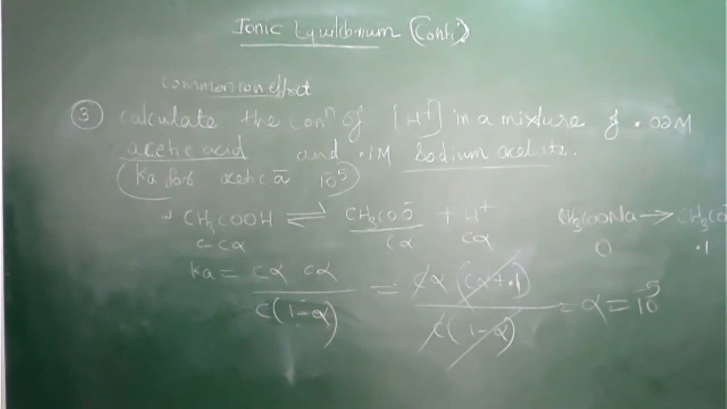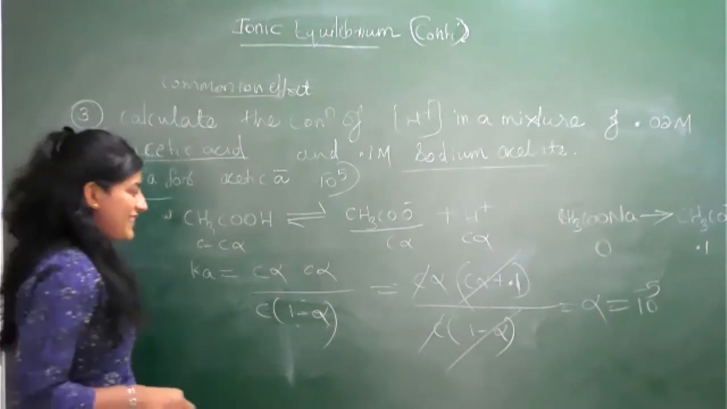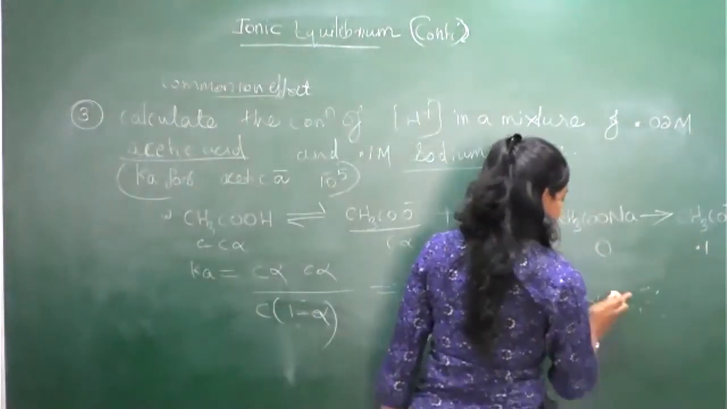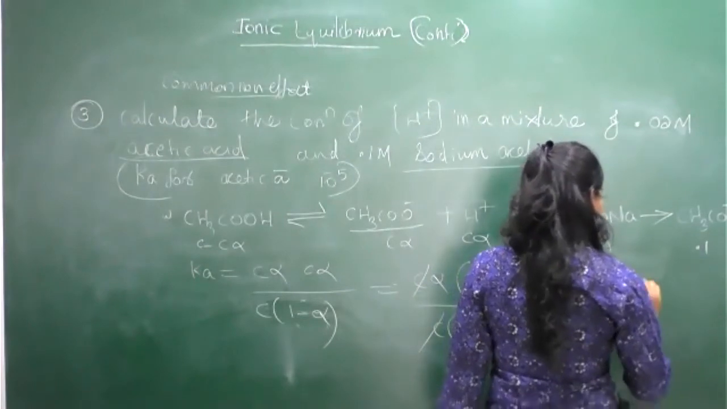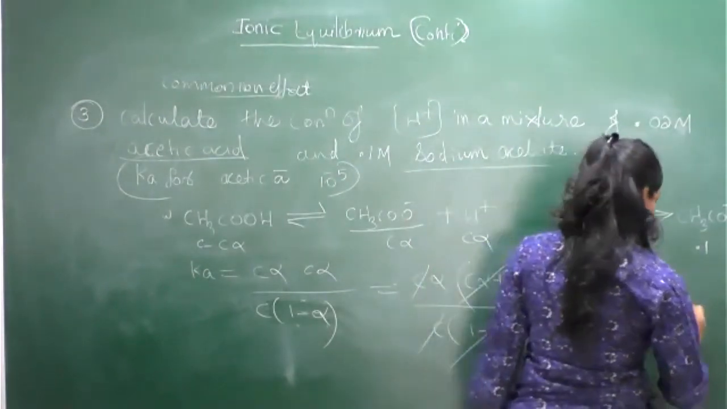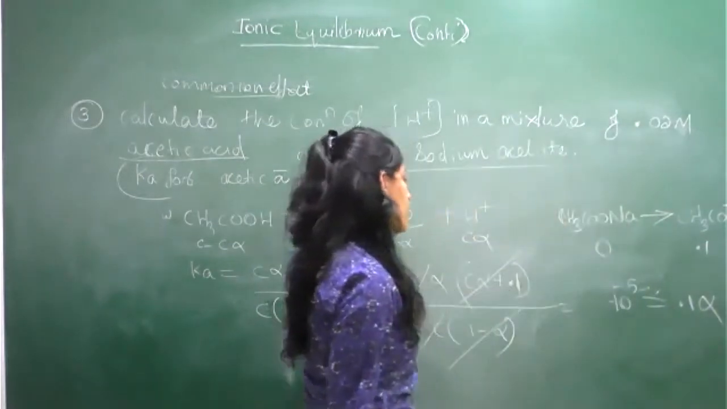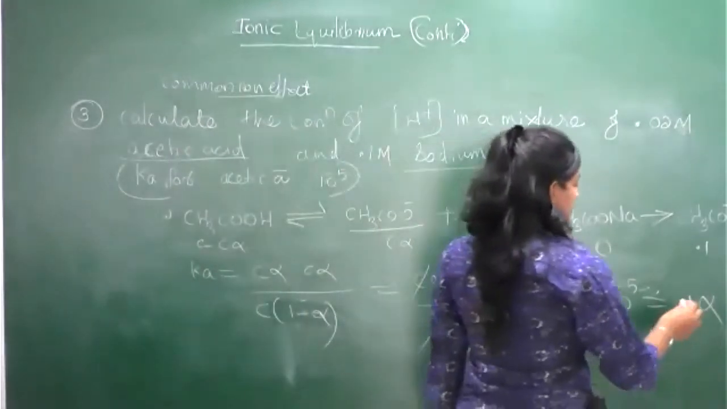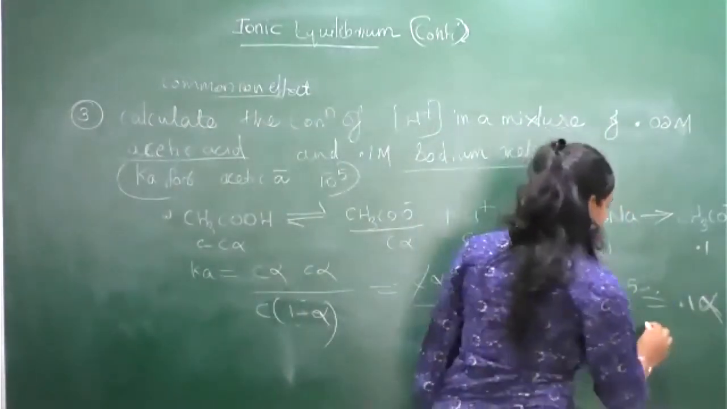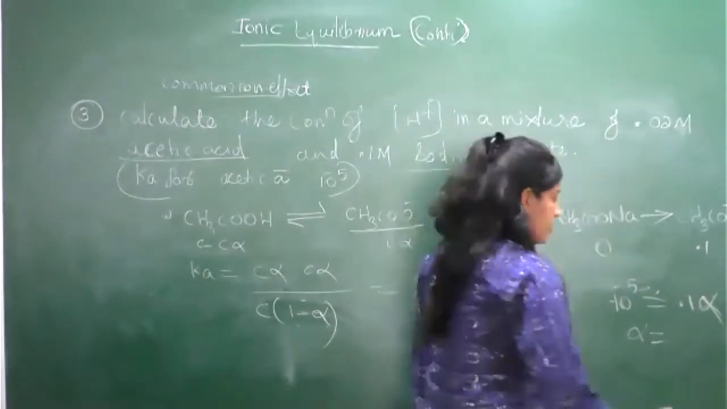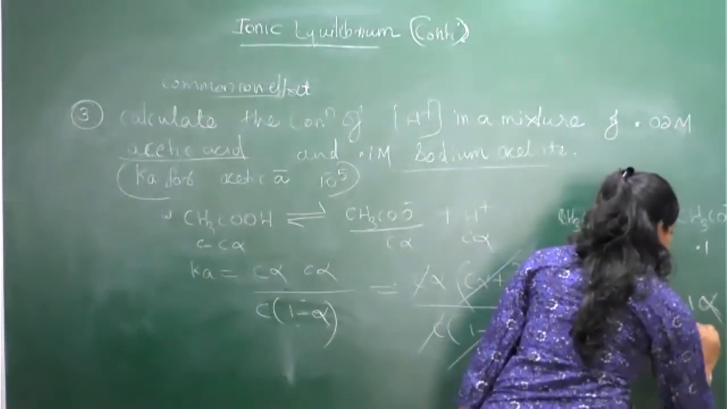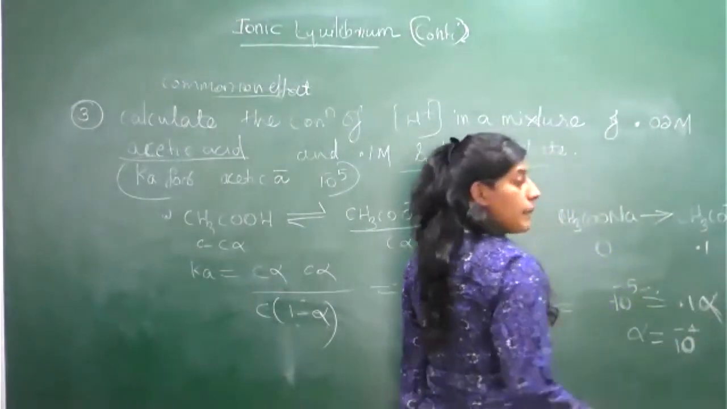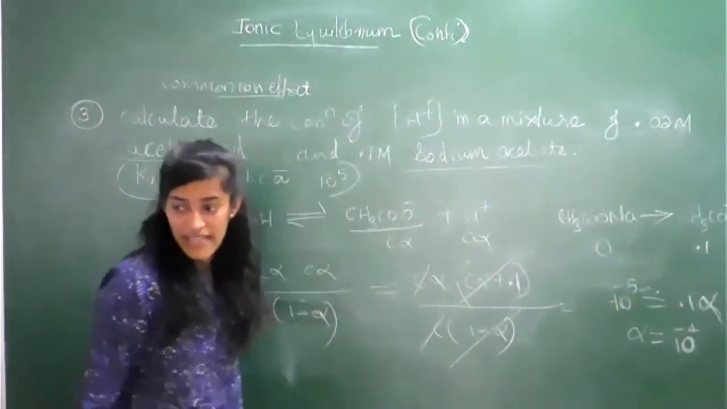0.1 alpha is also there. So how do you write it? 10 to the power minus 5 is equal to 0.1 alpha. So this way, after that you can easily find out alpha. What about the alpha value? 10 to the power minus 4. Definitely you can change this and then add up the power. Alpha is equal to 10 to the power minus 4.